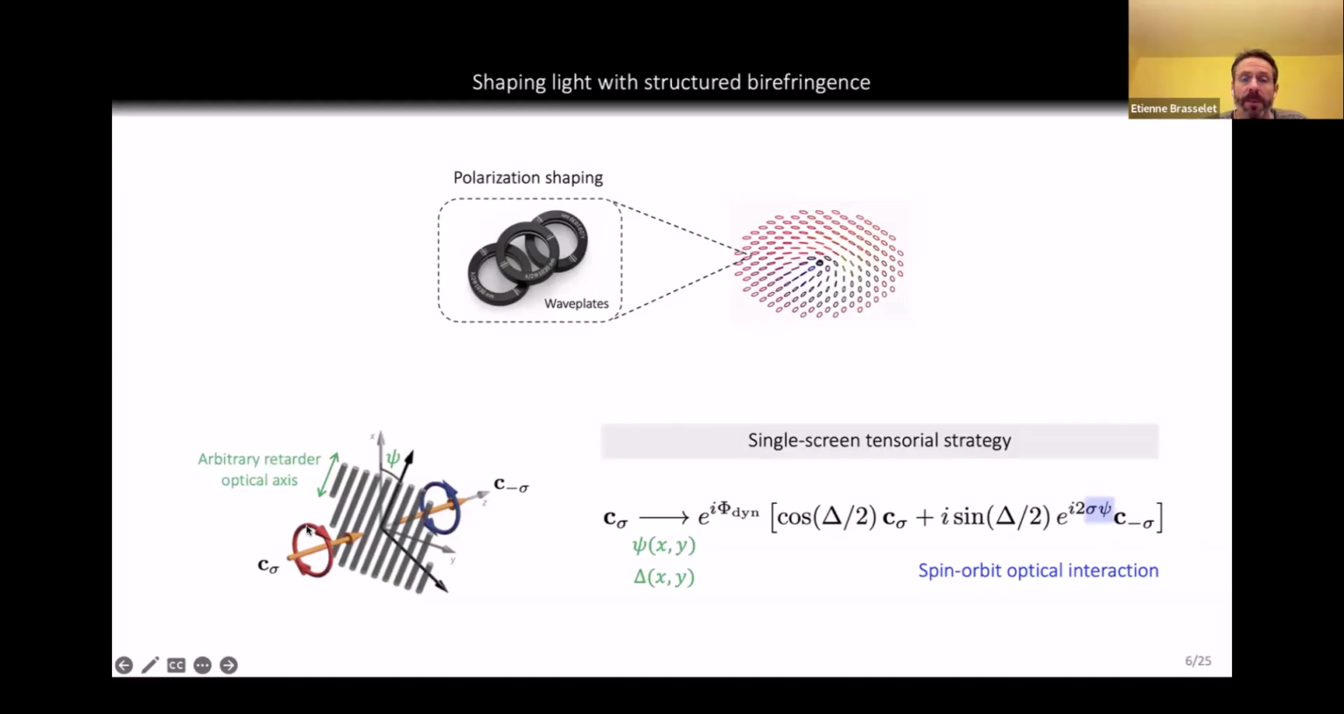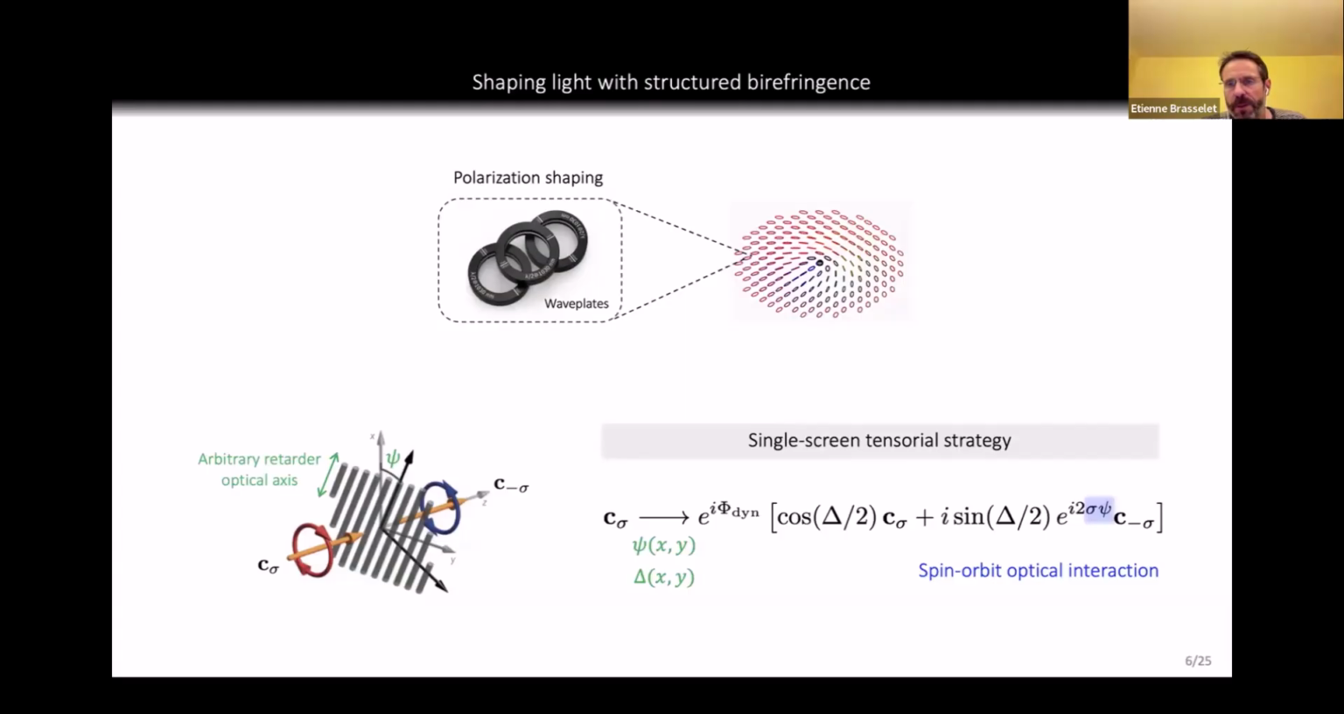Indeed, sending a circular polarization state to such a retarder gives locally a response, an output field, that is a sum of orthogonally polarized circular polarization states, whose weight in terms of amplitude is driven by the retardance, delta, and whose relative dephasing is associated with the geometric phase here, 2 sigma being the helicity of the incident field, times the angle psi, which is the orientation of the retarder. So, and this emerges from the known spin-orbit optical interaction here between light and structured anisotropic optical media.